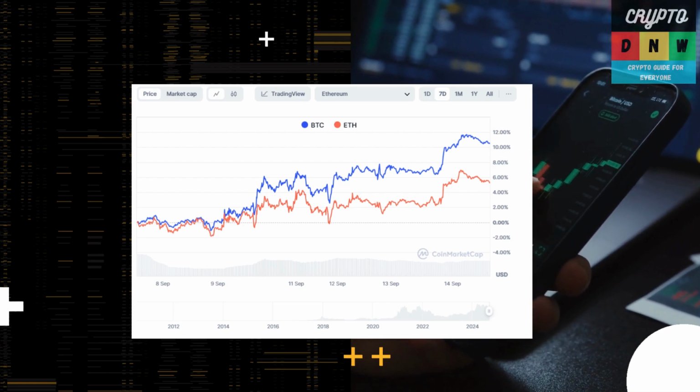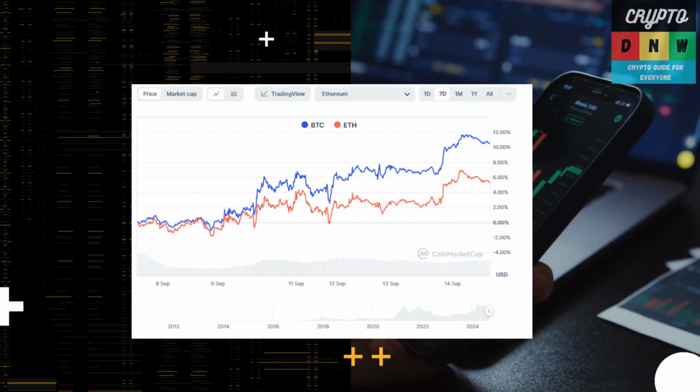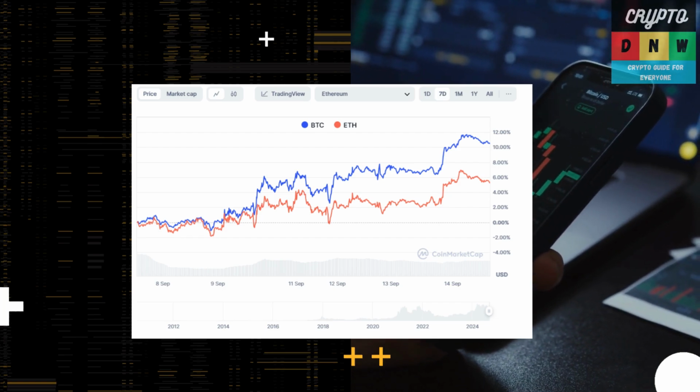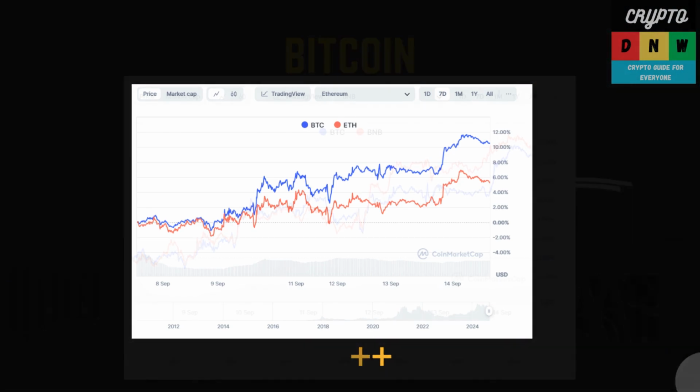As we analyze Bitcoin's movements, it's also essential to compare it with other major cryptocurrencies for risk mitigation. Here's a quick look. Ethereum, ETH, currently lagging slightly behind Bitcoin but still growing at 6% in the last week. ETH has strong resistance at $2,000.